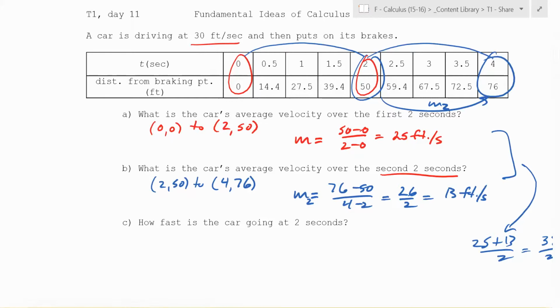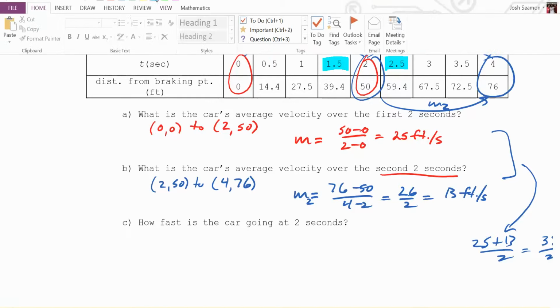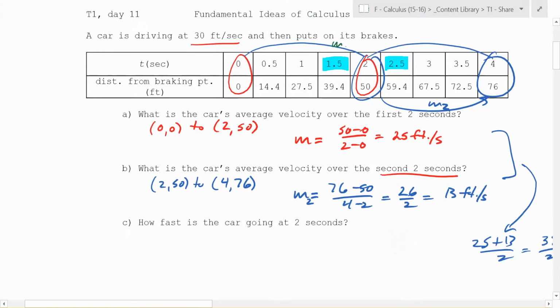What do you think we could do to make our estimate better, Liana? Well, you could use like the 1.5 and the 2.5. Why the 1.5 and the 2.5? They're closer to 2. You could zoom in further. So let's call this right here M3, from here to here, and let's call this M4. So M3 is the average rate of change from 1.5 to 2.